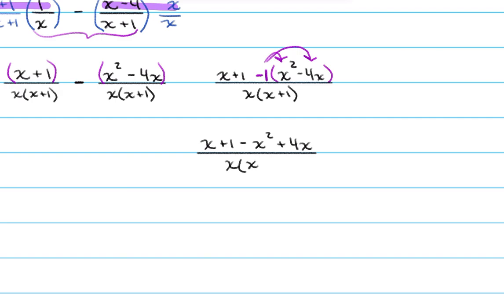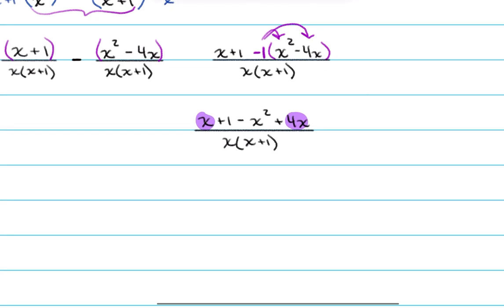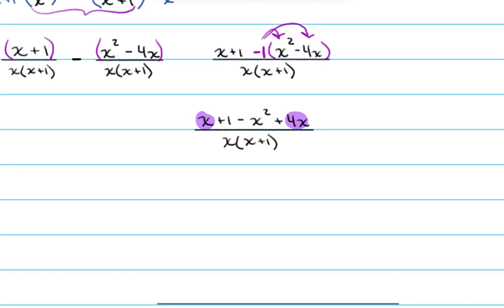Okay. I can collect some like terms here. I have an x and a 4x. So I'm going to combine those and I end up with, I'm going to put it in standard form as well. So I'm going to start with the negative x squared plus 5x plus 1 all over x times x plus 1.